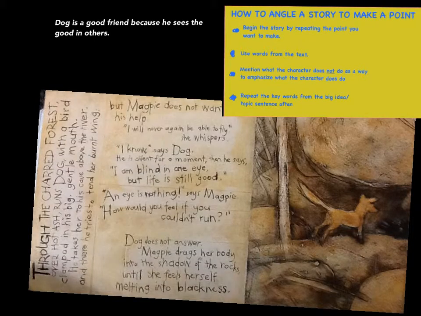Alright, so here's the part where Dog rescues Magpie. Here it says, "I will never be able to fly," she whispers. "I know," says Dog. He is silent for a moment, then he says, "I am blind in one eye, but life is still good." "An eye is nothing," says Magpie. "How would you feel if you couldn't run?" I'm not really sure, but maybe I'll put a star here that this could be something. I'm going to keep on looking.